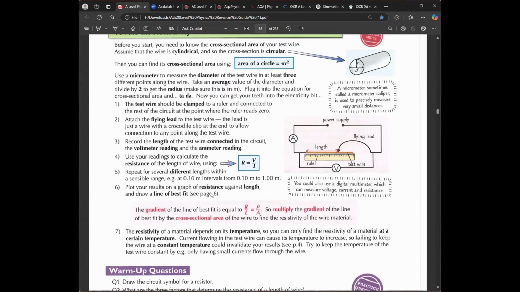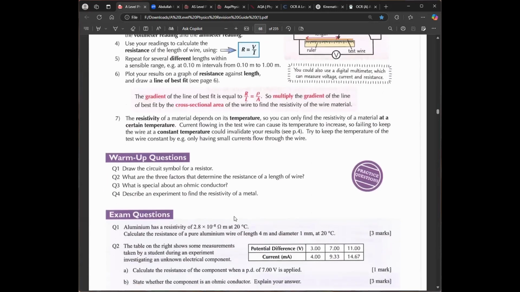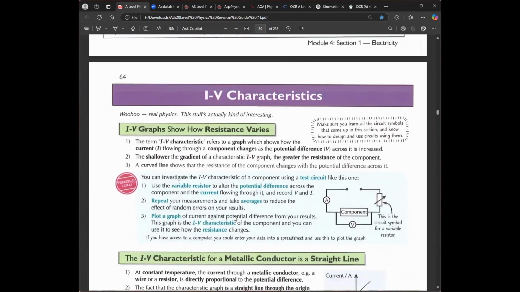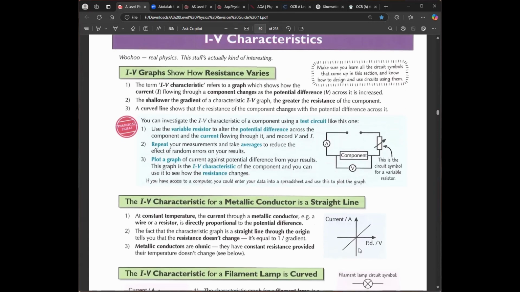The gradient of the line of best fit is, yeah. So it basically proves this formula, R equals rho L over A. So yeah, that's that. Let's just move forward from here. The IV characteristics. So IV characteristics is that graph that we just saw between potential difference and the current. So that actually tells us the IV characteristics, current and potential difference characteristics of different materials. Obviously, it can be steeper, it can be less steep, so it depends on the material again. So that actually is known as the IV characteristic.